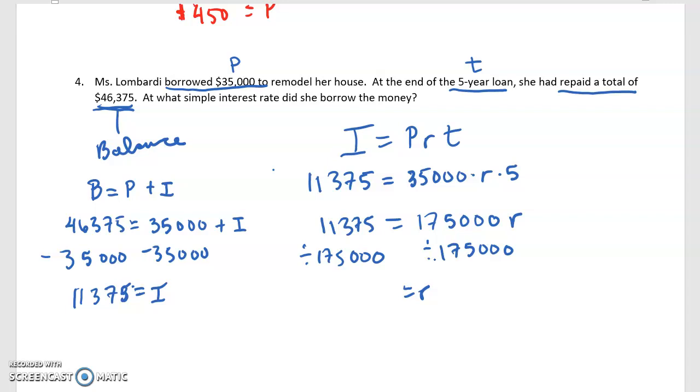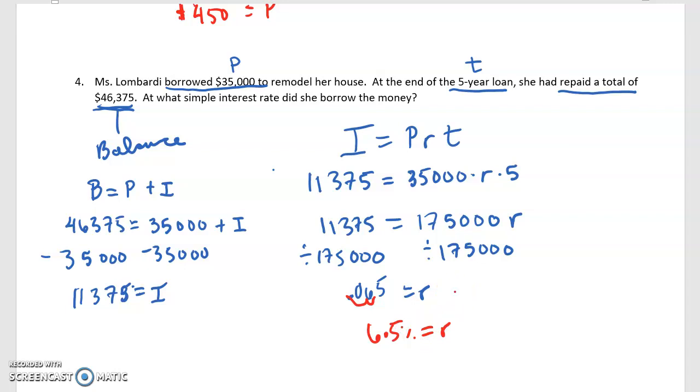And remember, we expect to get a decimal here because we're looking for the interest rate. And then we go ahead and move that decimal 2 places to get it. And it's a 6.5% interest rate.